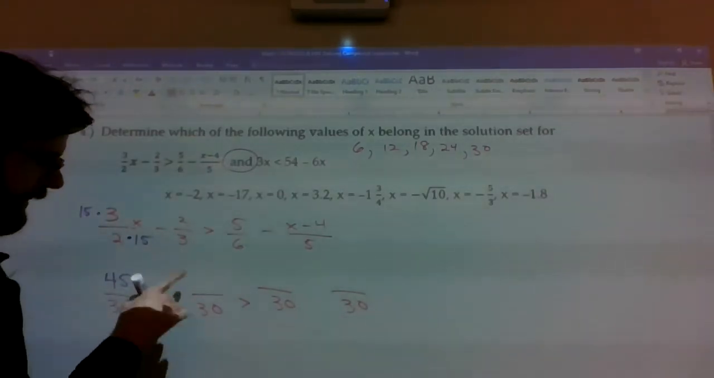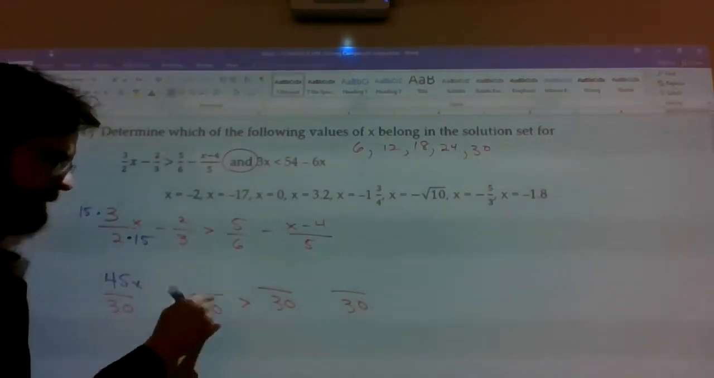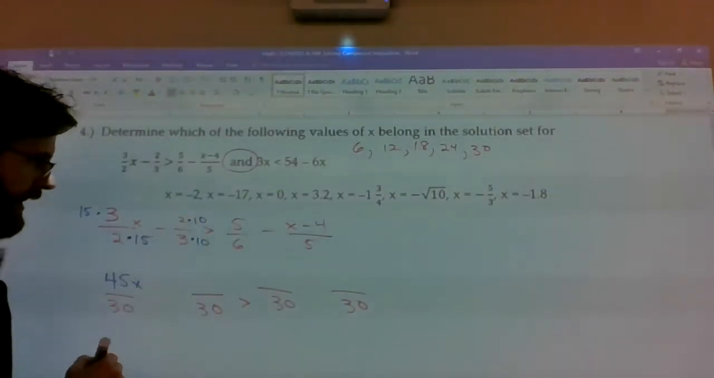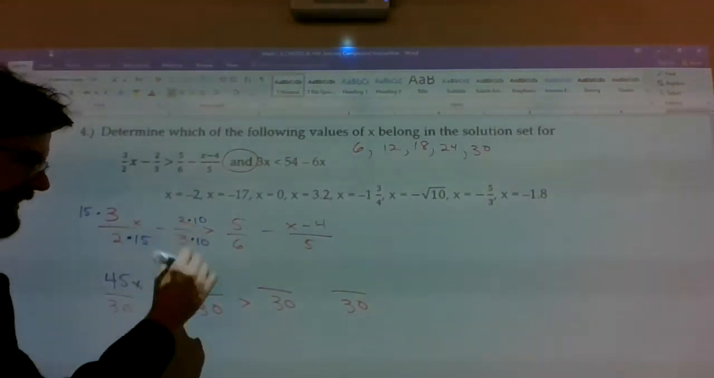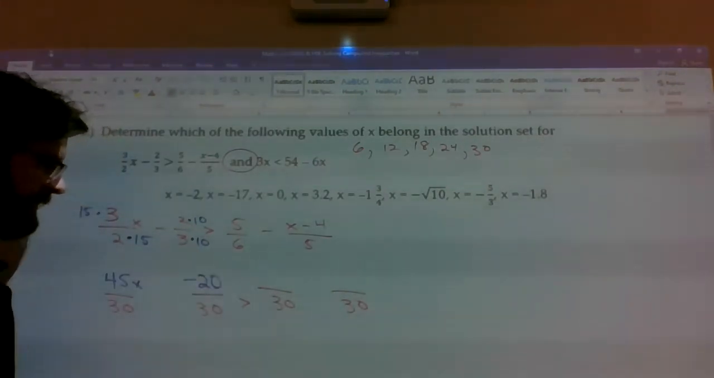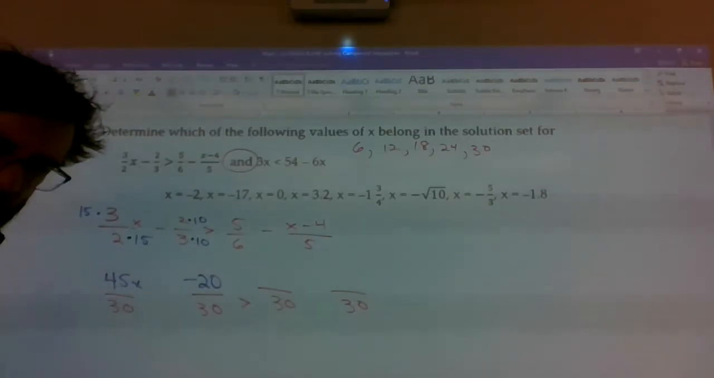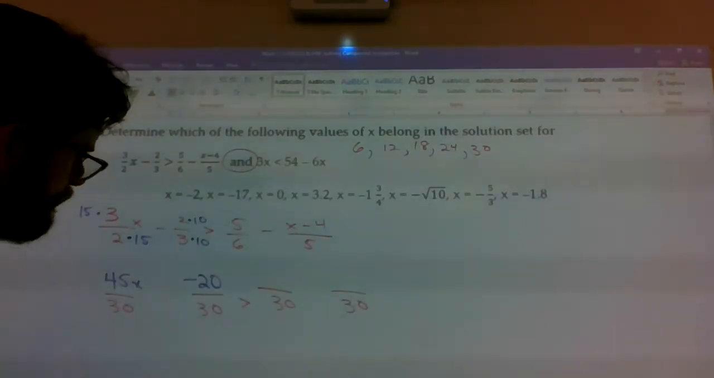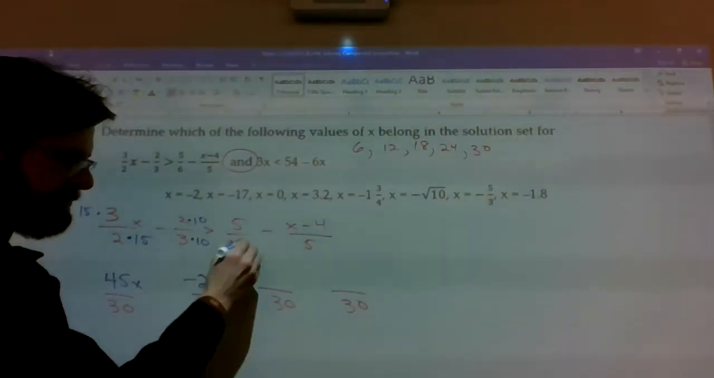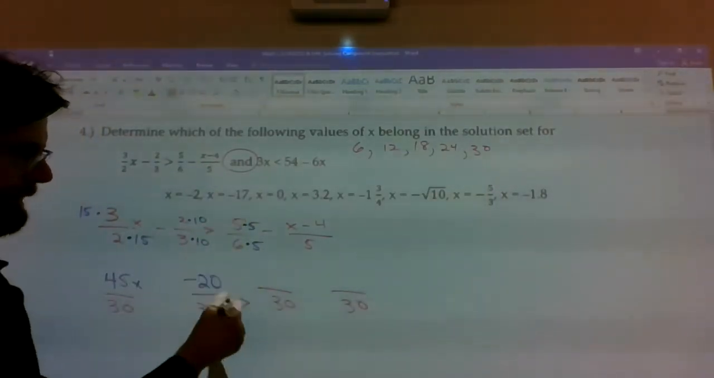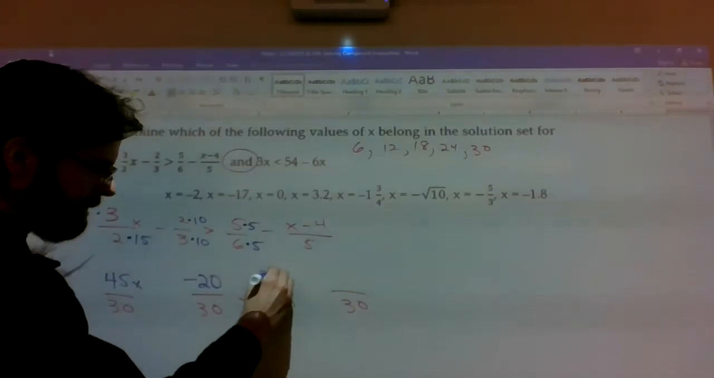All right, next one. 3 times what gives me 30? It's 10. So yeah, you've got negative 2 times 10 as the numerator for that one. Make sense so far? So then 6 times 5 gives me 30, so I'm going to multiply both the top and bottom by 5. That gives me a purple 25 here.